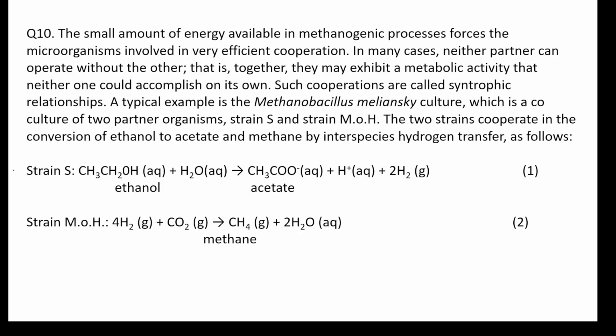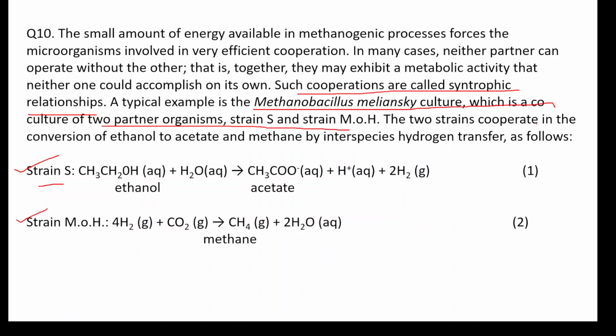But there is a certain pH level below which this happens. So these are the reactions. For reaction strain S, it is acidogen, meaning it is generating acetic acid or acid environment, and this is methanogen. It is generating methane. Such cooperation where they live together in harmony is called syntropic relationship.